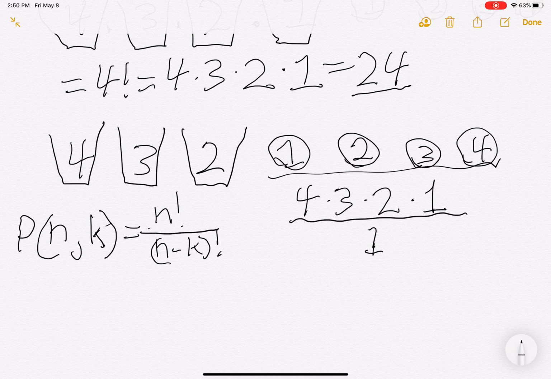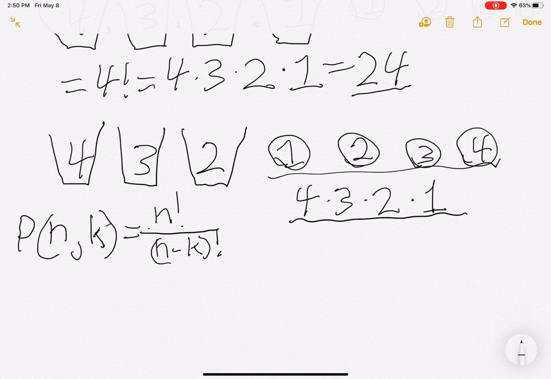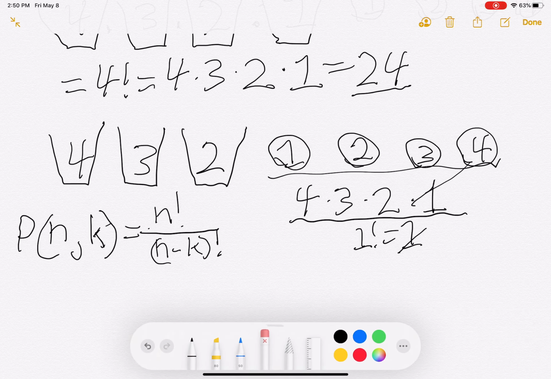So I'm just going to show you that these are equivalent. This way and this way are equivalent. So n factorial, which is just this number, over here, I'll just take a shortcut and we'll say that we started here. And n minus k, so that's 1 factorial, which is also 1. So 1 factorial equals 1. You cancel the 1, and there you go. That's your answer there.